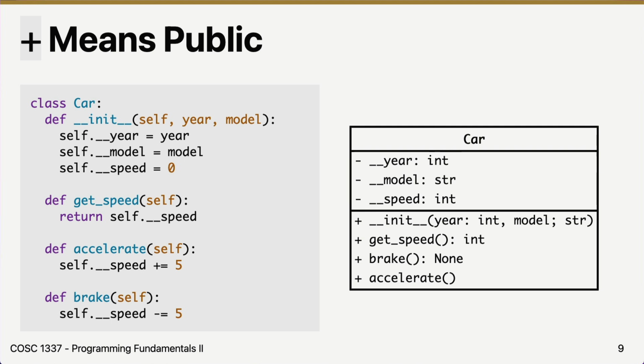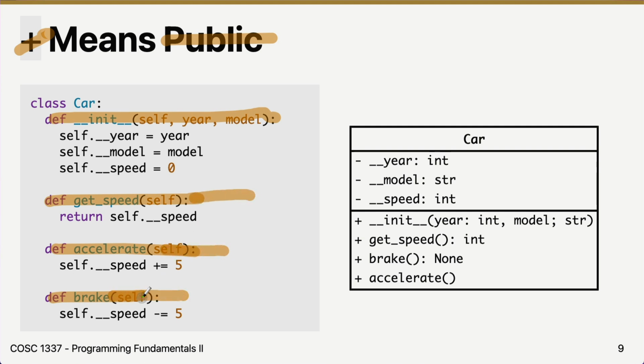Previously, when I was talking about minus, it means private; plus means public. And I want people to use all of my methods here. I want them to create a car and get the speed and accelerate the car and brake the car. I want them to do that. And so plus means public. I put plus on these so that everybody knows it's totally okay for them to create a car instance and then do car.brake. That's totally fine because that's how I designed this.